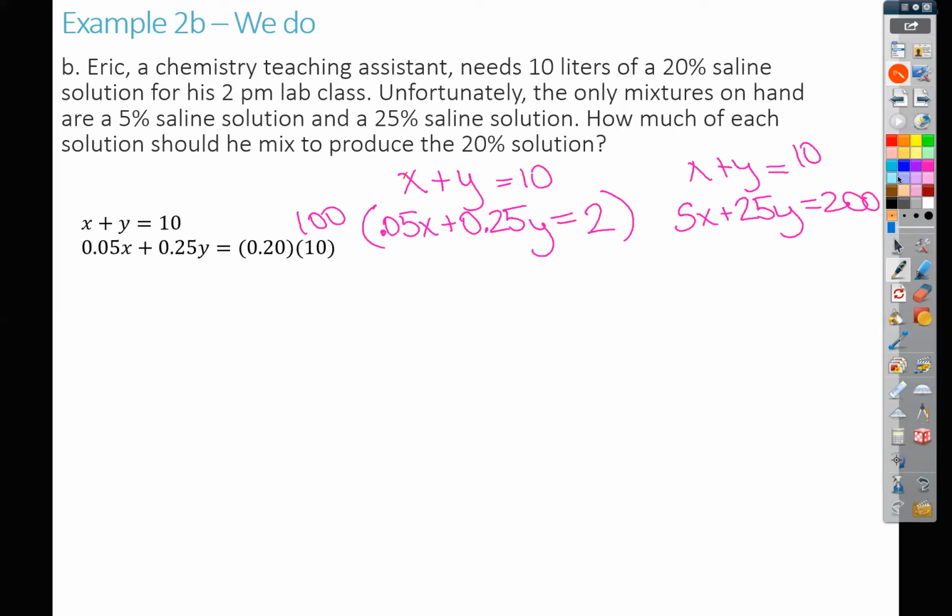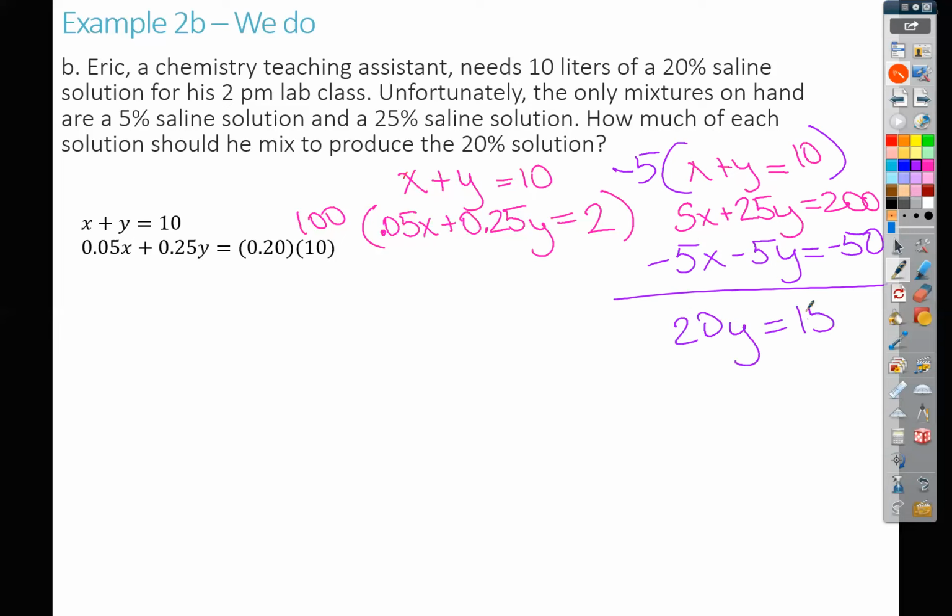So I'm going to solve using elimination. You can solve using substitution if you would like. At this point, it's up to you. But I'm going to multiply this top equation by -5. When I do that, I would get -5x minus 5y equals -50. So I'm going to eliminate the x's and I would get 20y equals 150. If I divide by 20 to isolate the y, I'll get y equals 7.5.